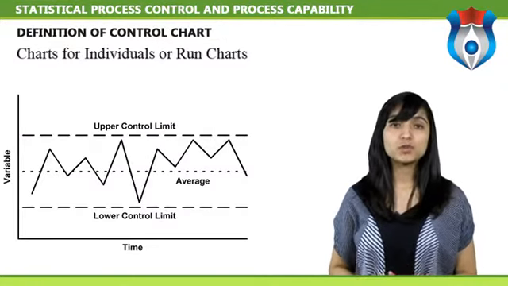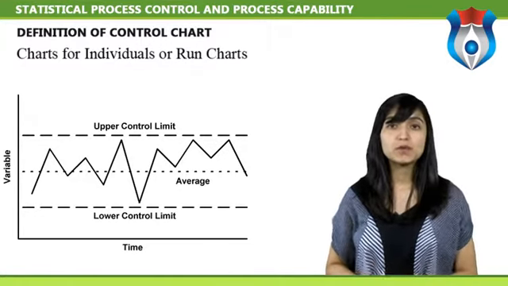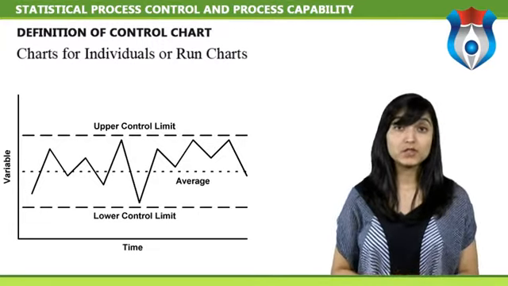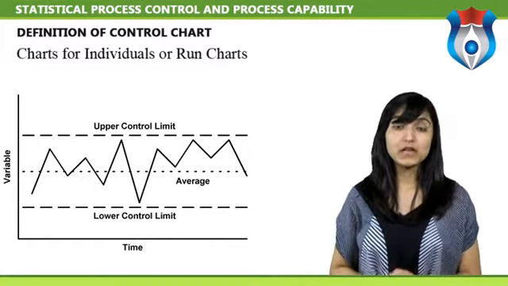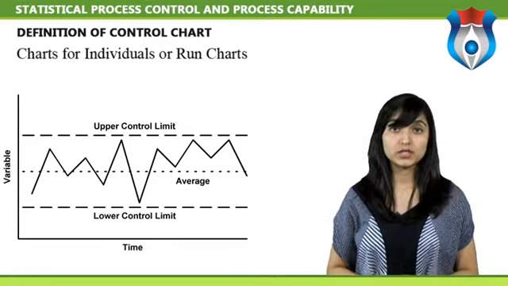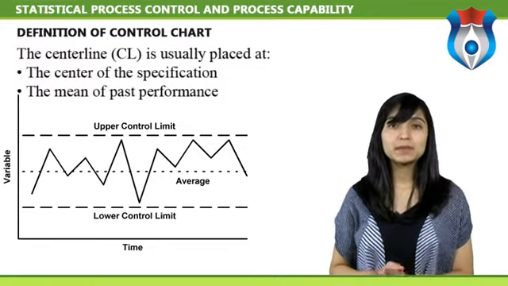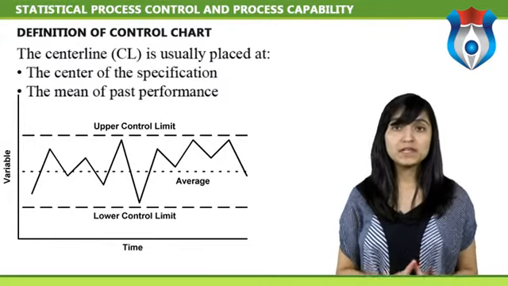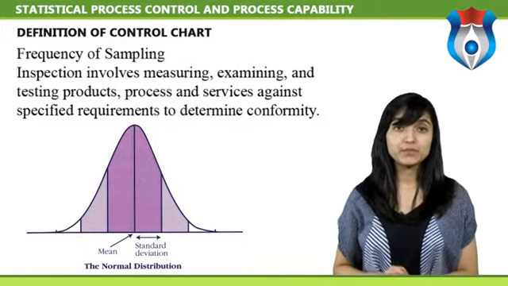Charts for individuals or run charts. The simplest variable chart which may be plotted is one for individual measurements. The individuals or run chart is often used with one-at-a-time data, and the individual values, not means of samples, are plotted. The center line CL is usually placed at the center of the specification, the mean of past performance, frequency of sampling.